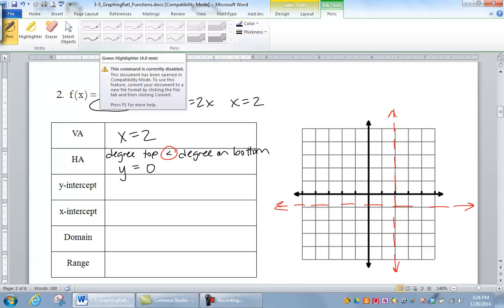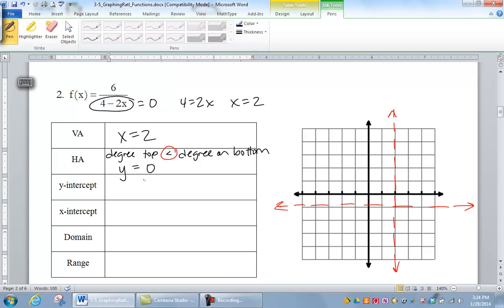Let's see, y-intercept, so just plug in 0 for x. So it's going to be 6 divided by 4 minus 2 times 0. So 6 over 4, which is 3/2. So that's the ordered pair 0, 3/2. So that's just plugging in 0 for x. That's all we did there. And I'm going to put that dot, that ordered pair, on my graph here right away. I'm updating it as I'm filling in my chart.